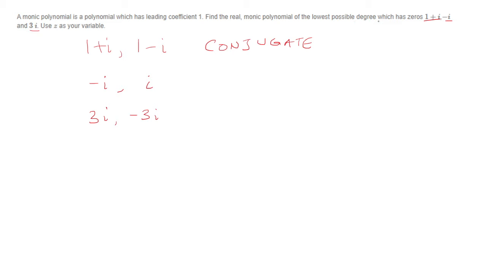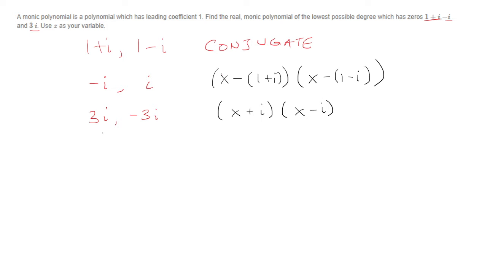So the lowest possible degree is going to have all 6 of these zeros, which means this is going to be degree 6. Now the next step is putting these in factored form. So you're going to have x minus your zero. So the first one is 1 plus i. The other one is 1 minus i. And then we have x minus negative i, which turns into x plus i, and then x minus i. Finally, we have x minus 3i, and then x minus negative 3i, which is x plus 3i.